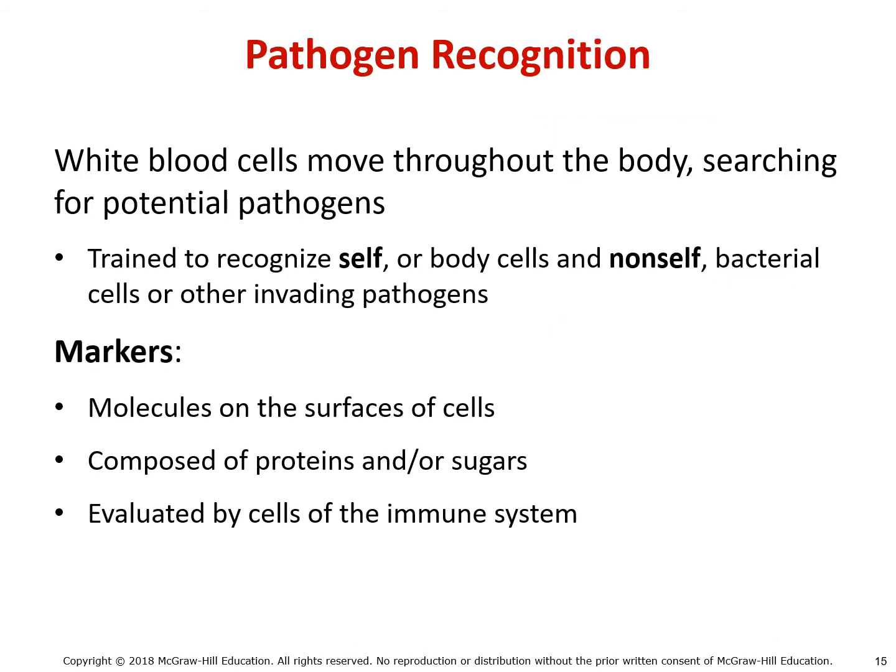So how do we recognize self and non-self? Well, really we do this by using markers. Markers are molecules on the surface of a cell. They're going to be composed typically of proteins and sugars, and really are our targets to be evaluated by the immune system.